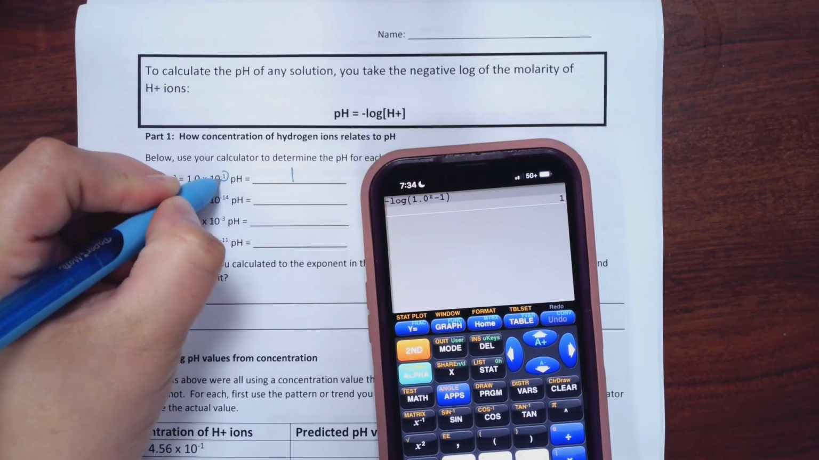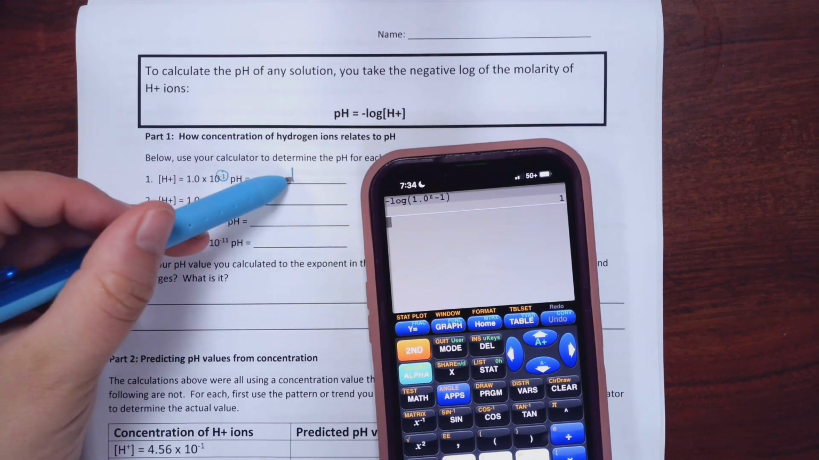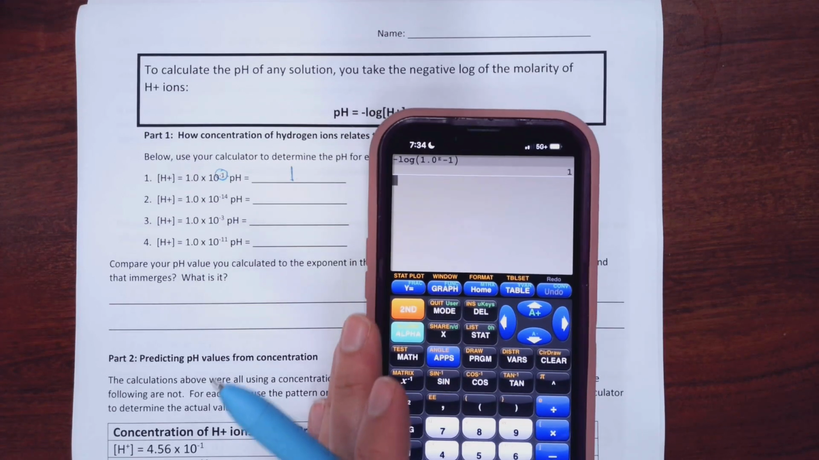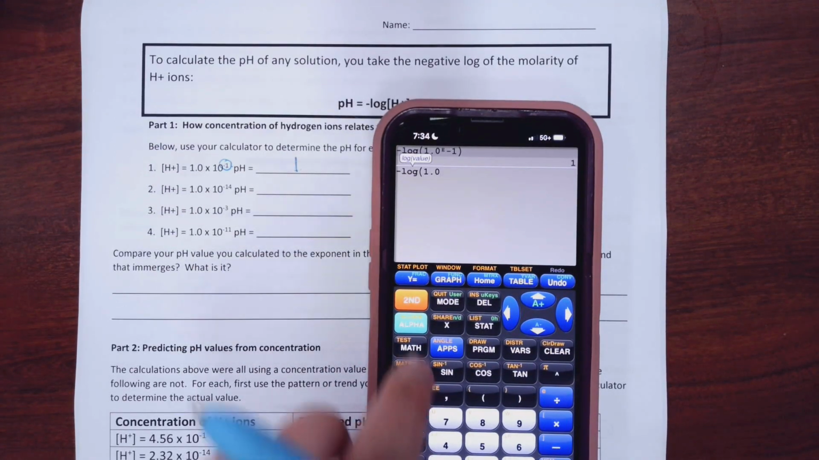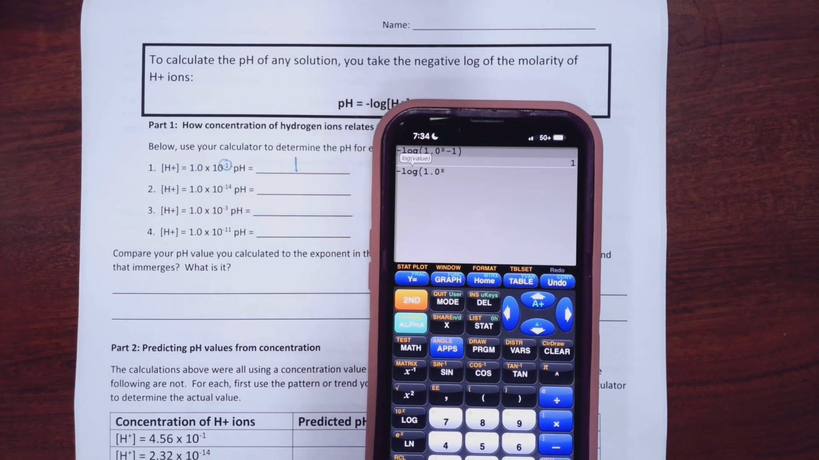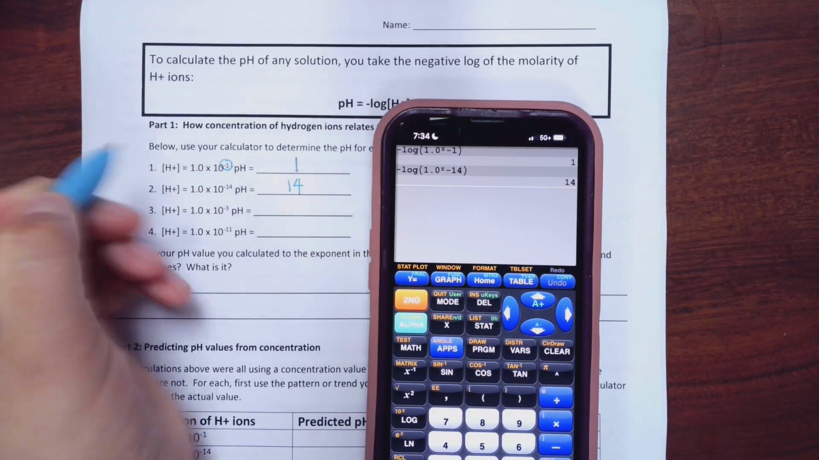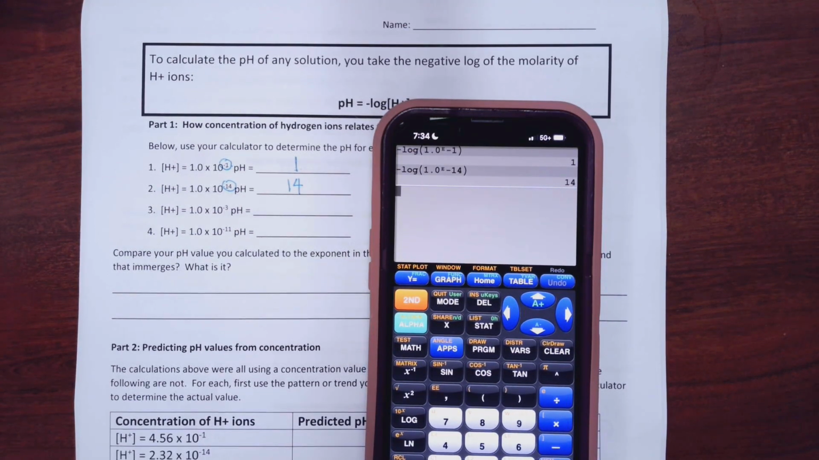Now if you look at this exponent here, that's what we would expect, because usually our exponent matches our pH. So let's do this next one. We're going to take the negative log of 1.0, second, comma, negative 14. Close off that parentheses. That gets us a pH of 14. And again, if we look at our exponent, 14 should be at 14.